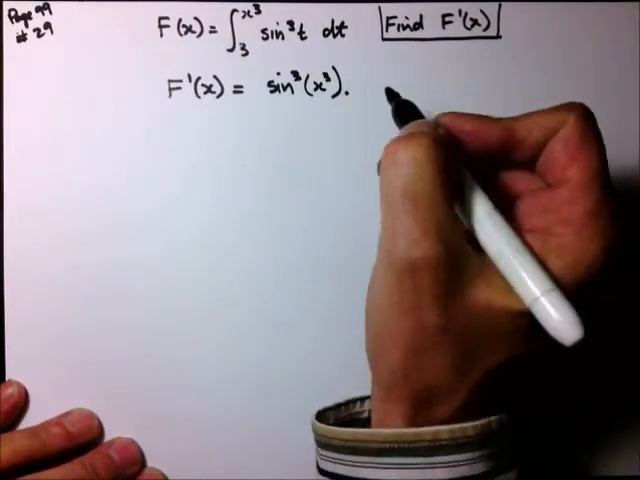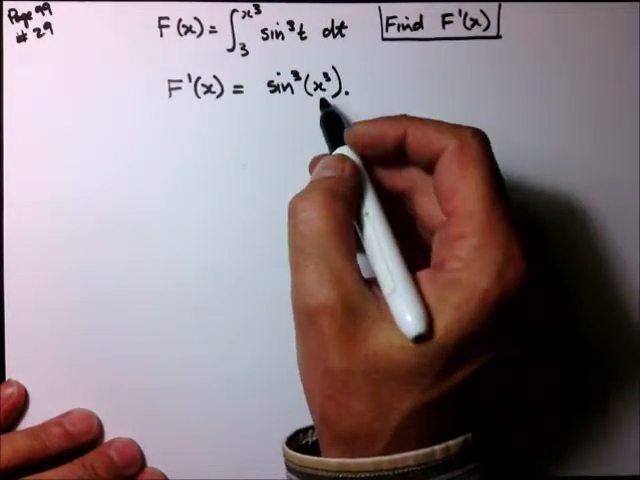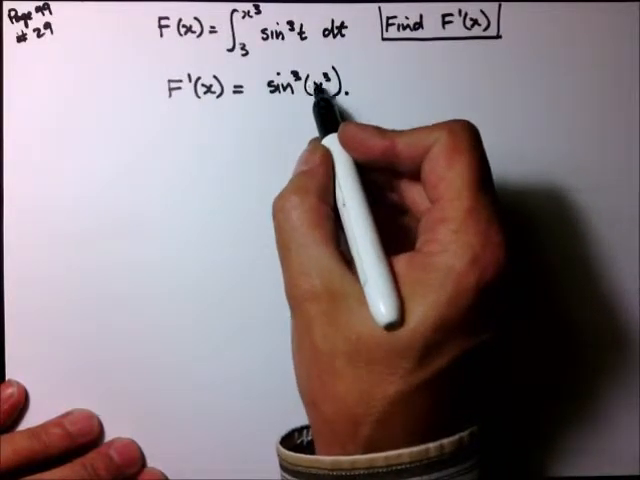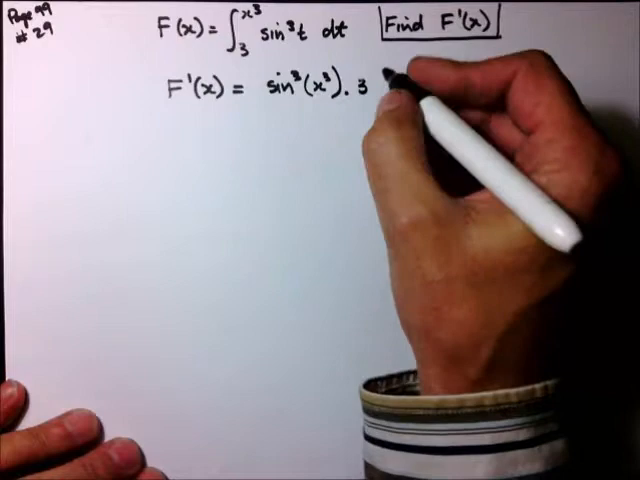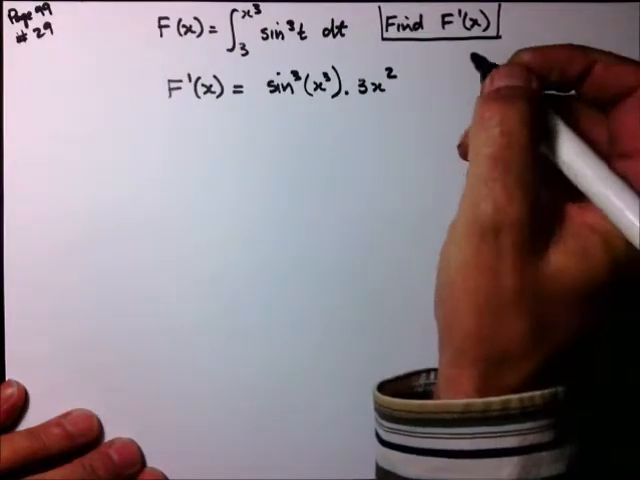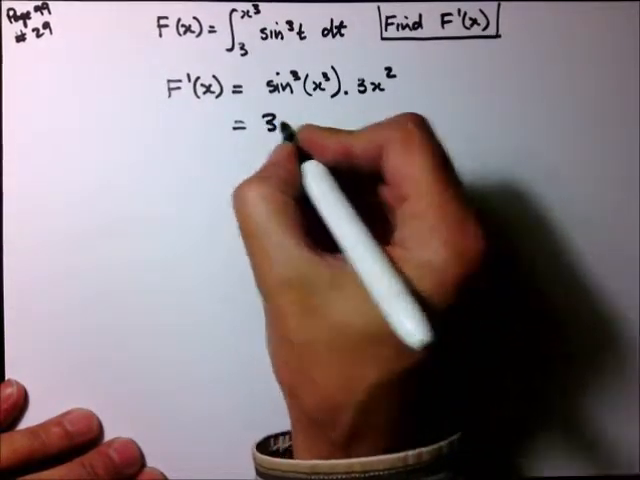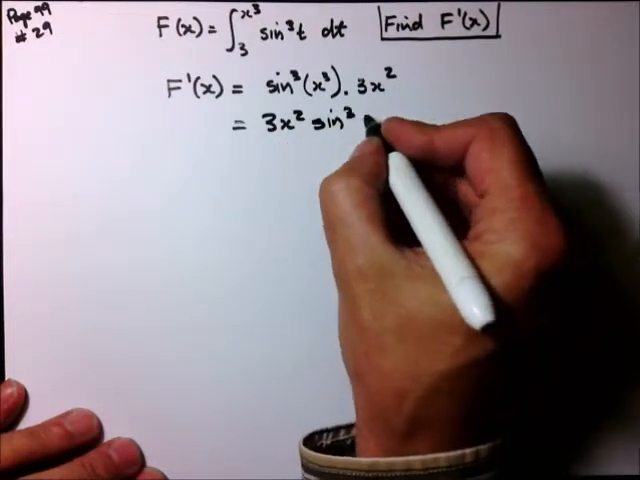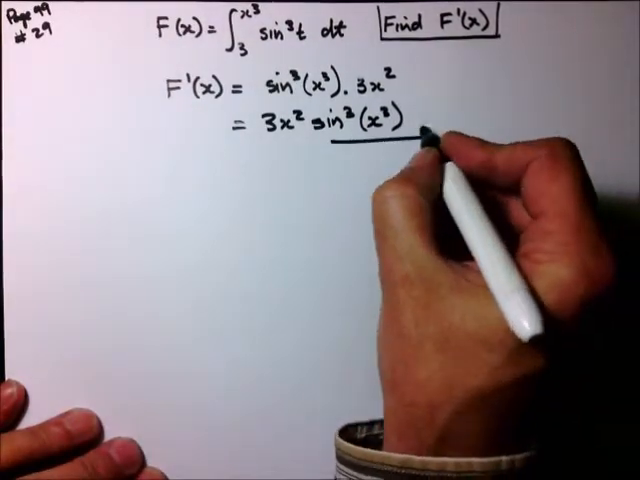But as we saw in the previous example, what we're actually doing in the steps in between is taking the derivative. So we've got to apply the chain rule and take the derivative of this function with respect to x, which gives us 3x squared. So the final answer for this one, if we write it a little bit neater, is 3x squared sine cubed of x cubed. And that's it.